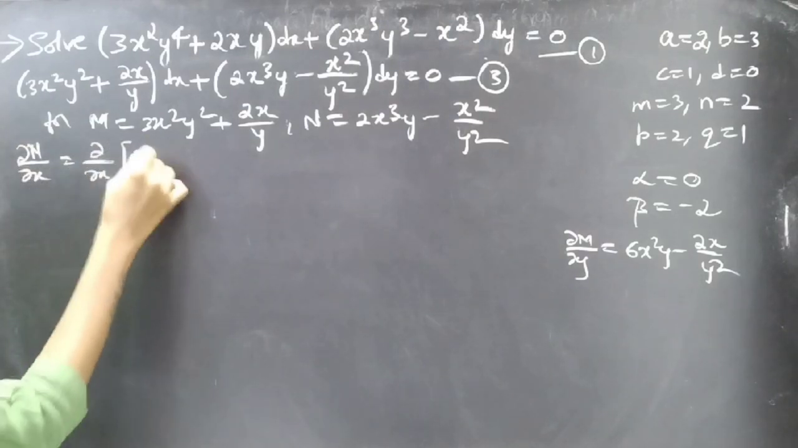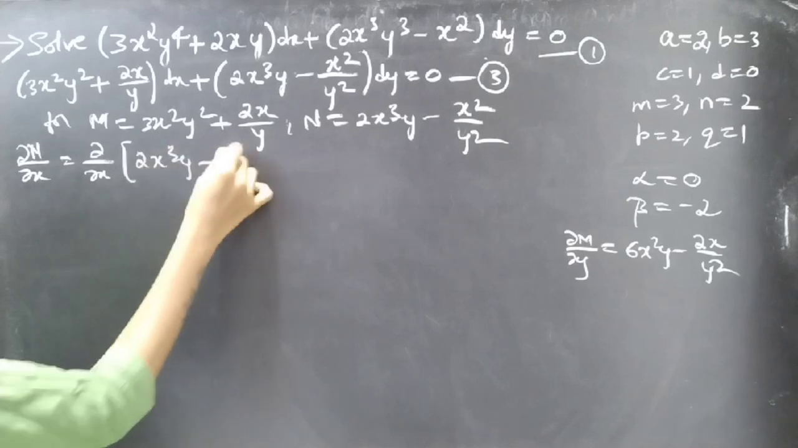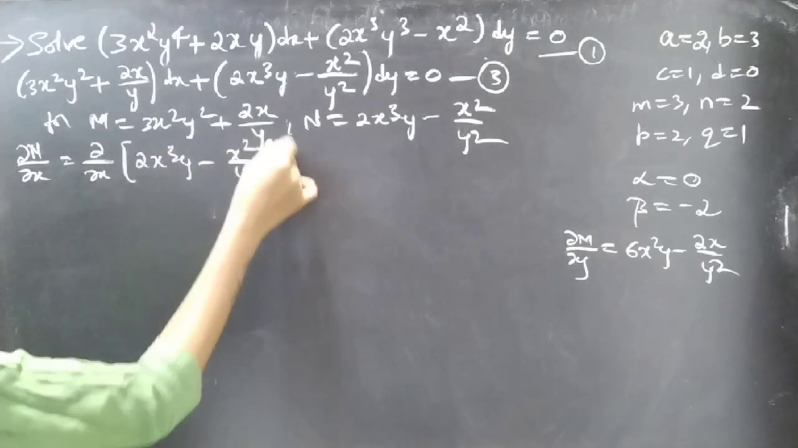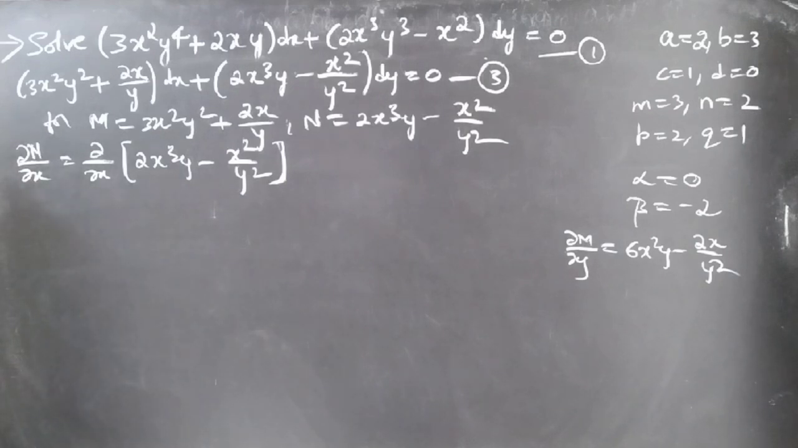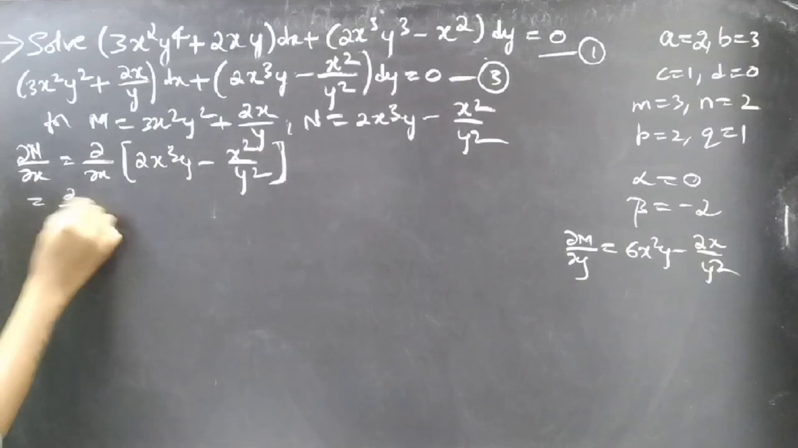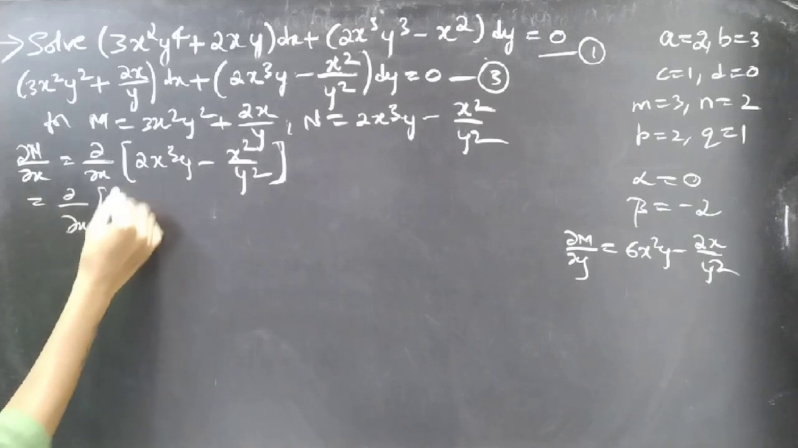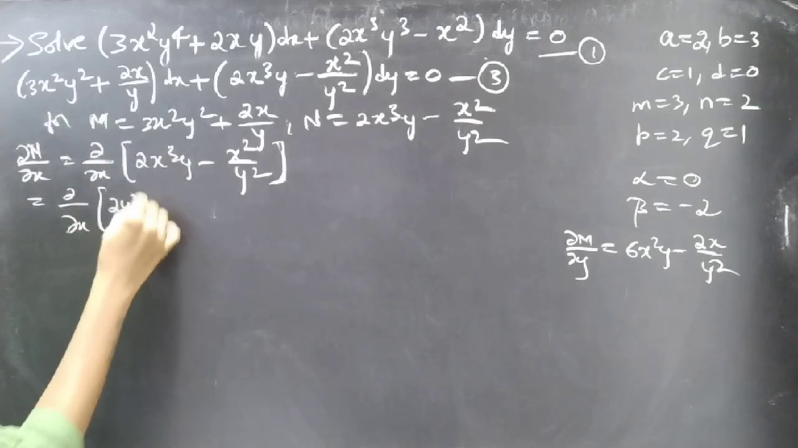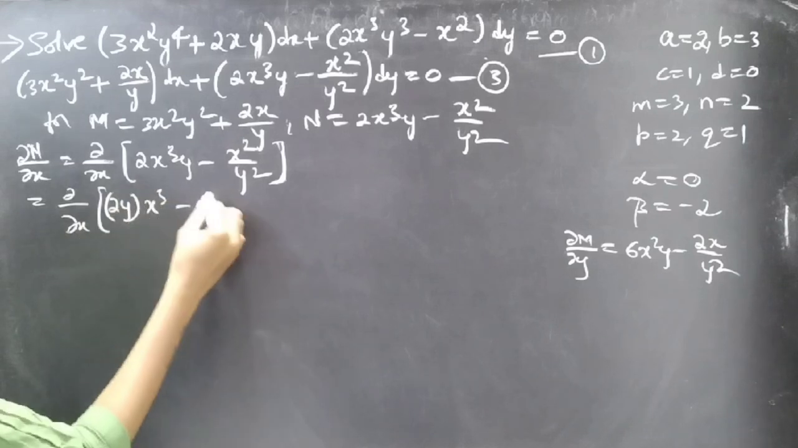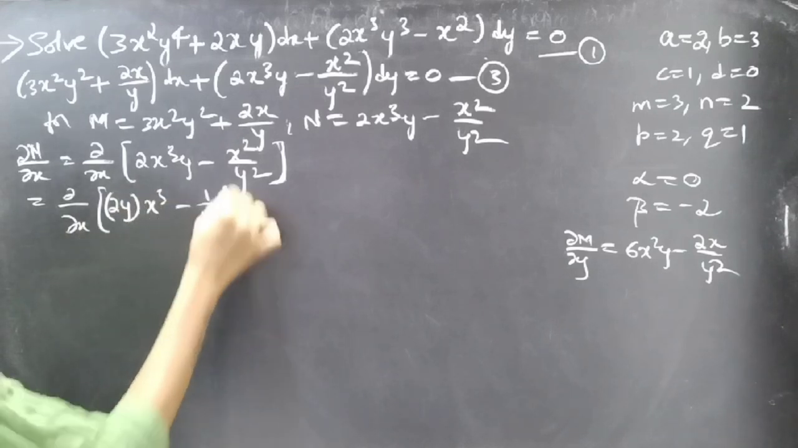∂/∂x of N, where N = 2x³y − x²y². Here we need to find the partial derivative with respect to x, so y is treated as constant. For my convenience, I'm going to write this as 2y times x³ minus 1/y² times x².